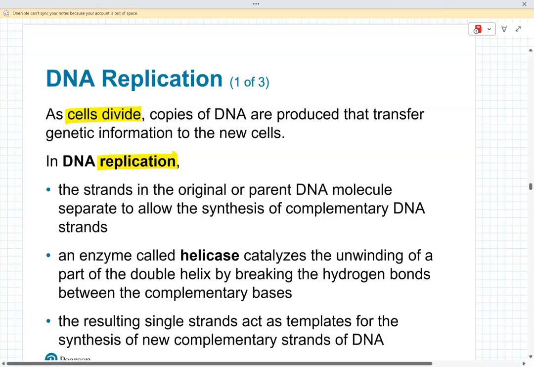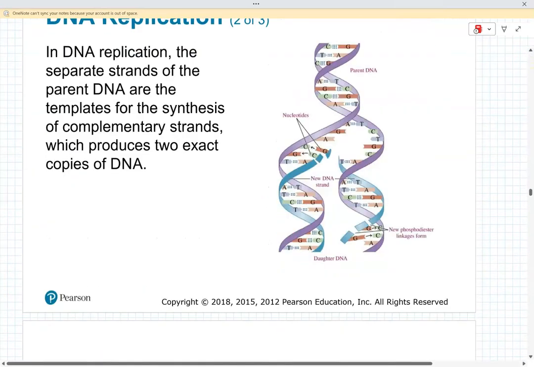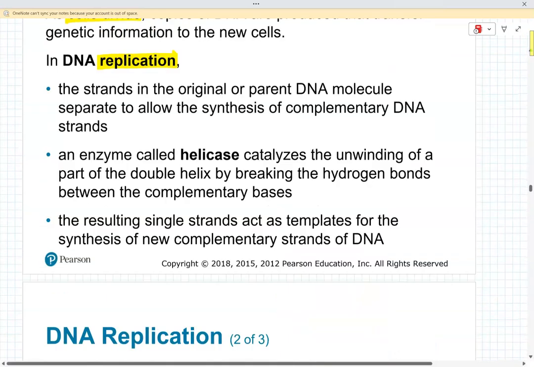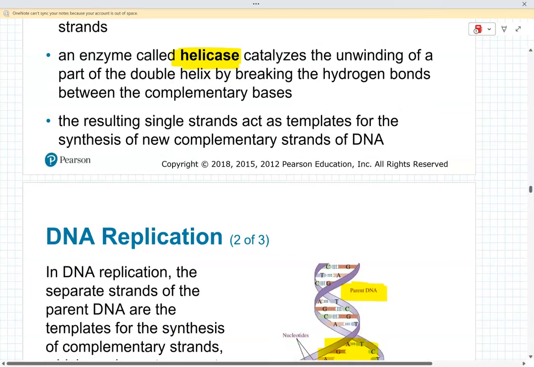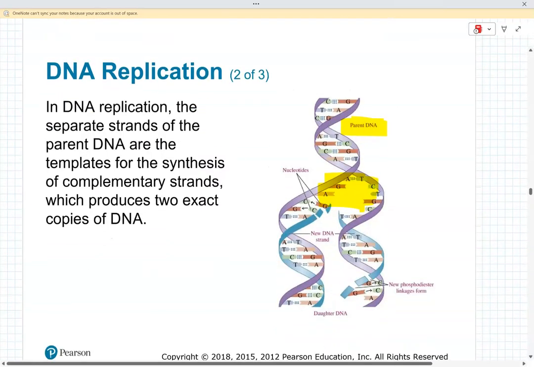Okay? So how do you copy it? Strands of the parental DNA are separated. Can you see that separation? Okay? So the enzyme that separates them is called helicase. It breaks down the hydrogen bonds, and strands are separated. And then each parental strand, do you see the purple band? Okay?